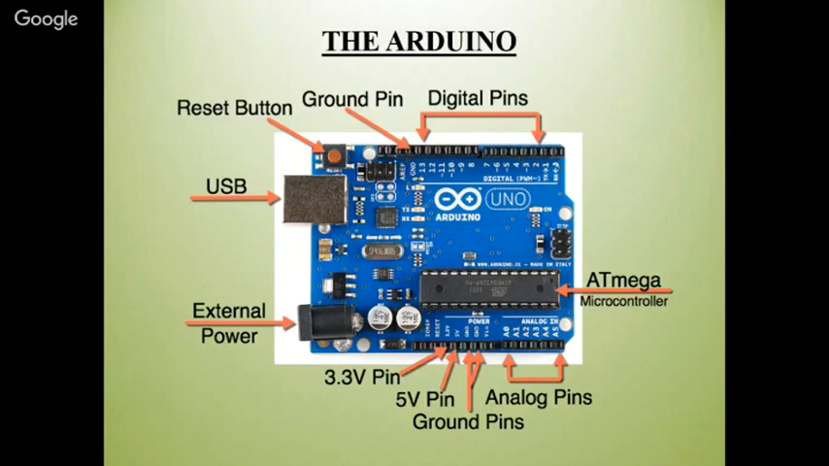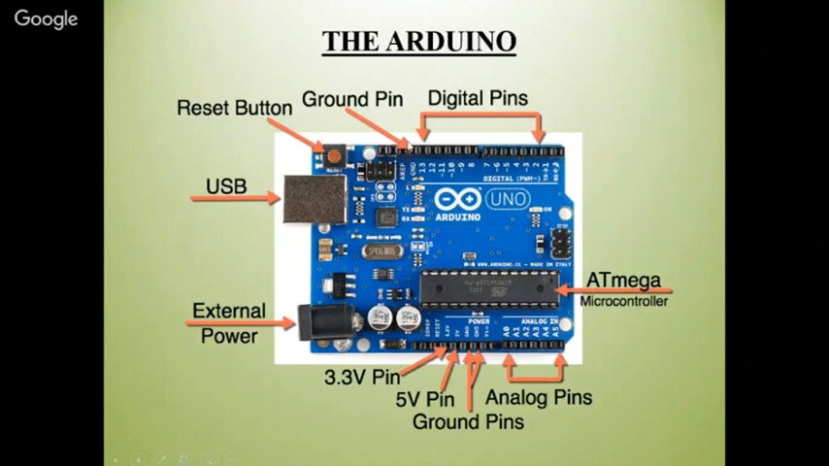And pin number 0 and pin number 1 are RX and TX. We can use these pins in Bluetooth communication. In a later slide, I will explain in detail how we can communicate over Bluetooth. And the last ground pin is there.